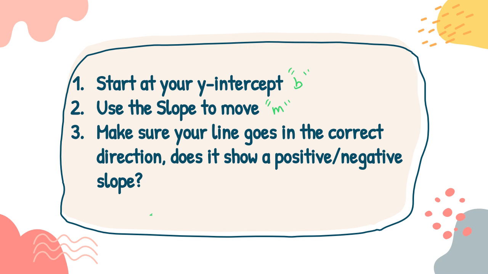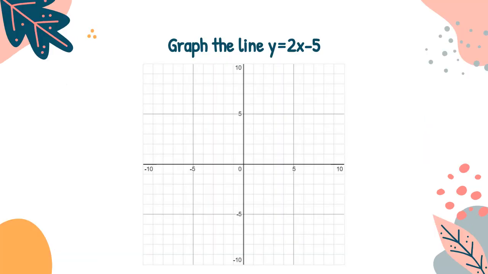And then make sure that your line goes in the correct direction. So positive, make sure that it's going upward from left to right. If it's negative, make sure that it's going downward if we look left to right. And remember that negative needs to make an N, right? So those are all ways that we're going to check to make sure that our line is correct, that we graphed it correctly. So our first one says to graph the line y equals 2x minus 5.